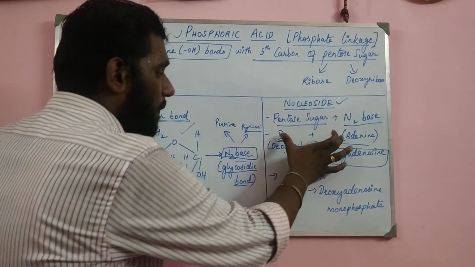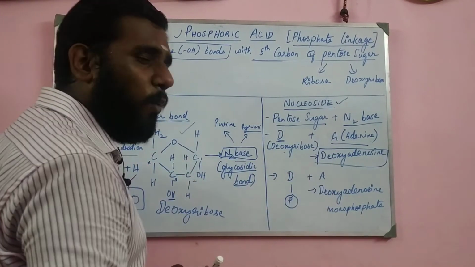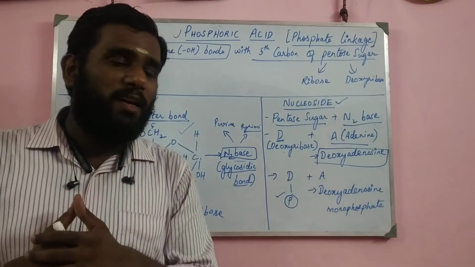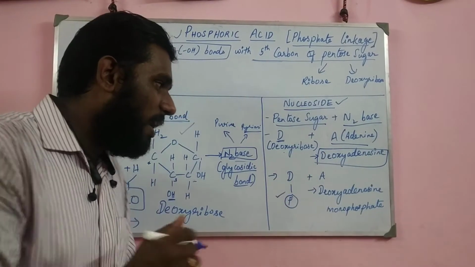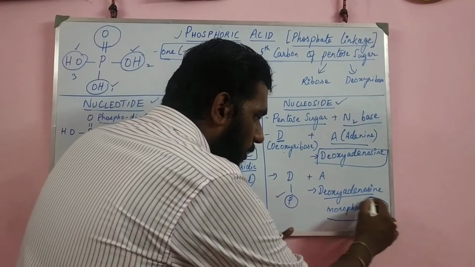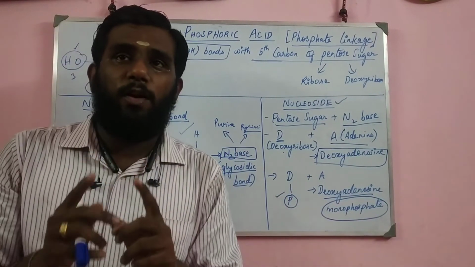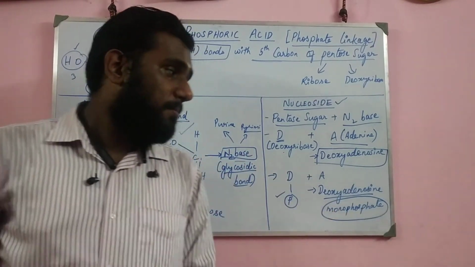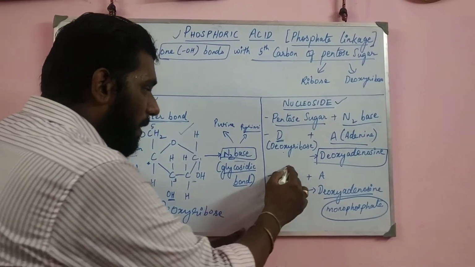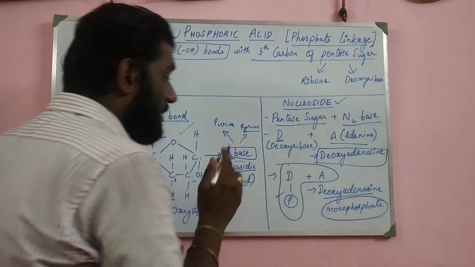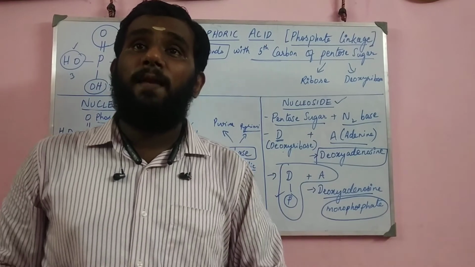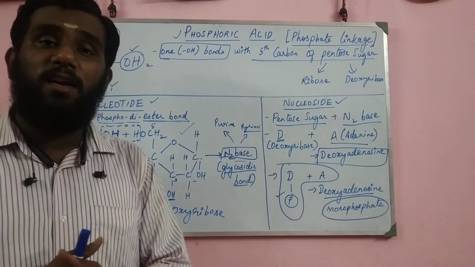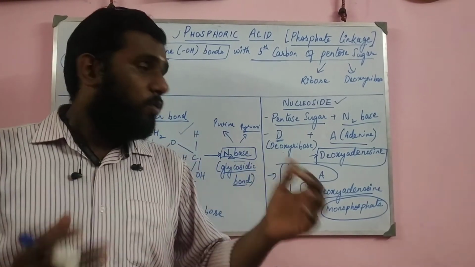Now what happens? I take the same complex, deoxyribose and adenine, and I just add one phosphate linkage to it. When I add one phosphate linkage to it, it becomes deoxyadenosine monophosphate. So I'm just adding one phosphate to it. Now this complex is a nucleotide. It's not a nucleoside. Why is it a nucleotide? Because a phosphate is attached to it. So I hope it's clear.